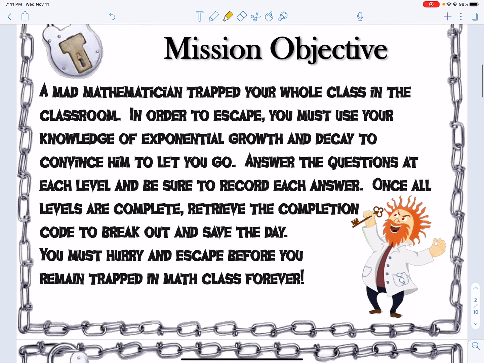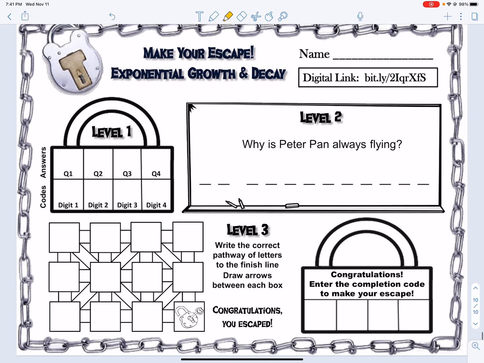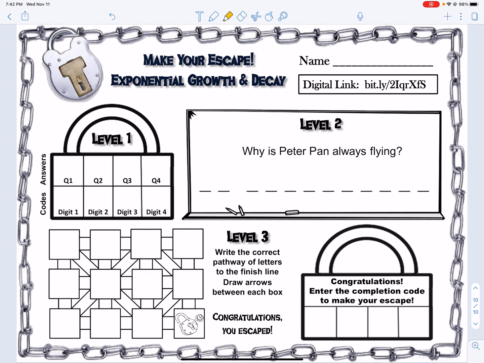So what you're going to do is you're going to have 3 missions. And at the very end of this document is this answer key. And you do not have to print it out. You can do this on paper. It's fine. And the digital link is also here. So it's in 2 places on this.